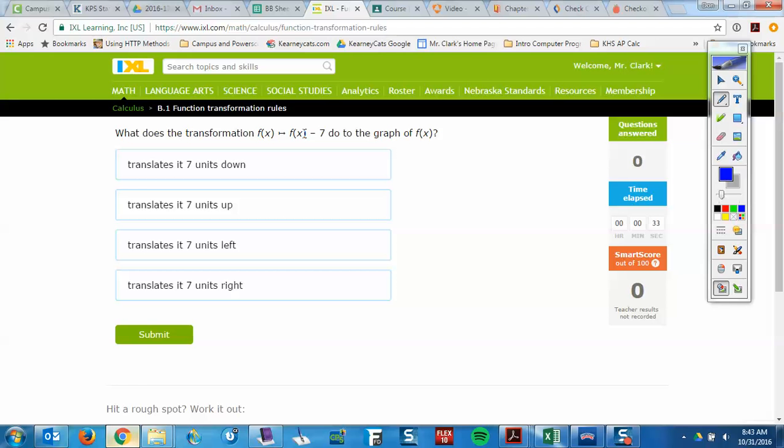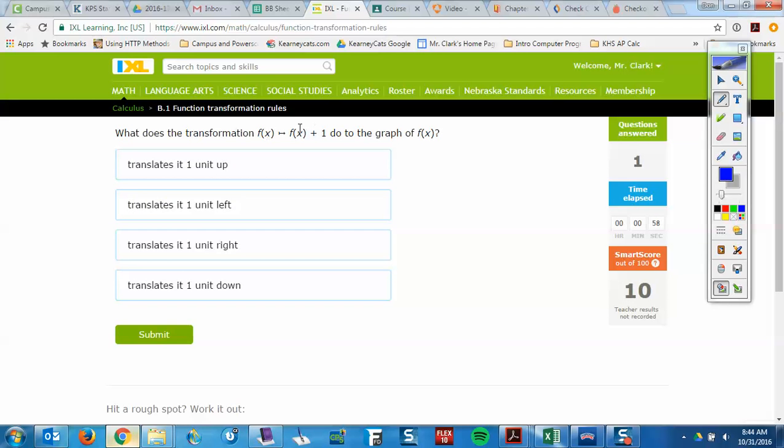Well, when it's on the outside of the function, that's the output. That's how I remember it. It's the output. It's the y. So this is going to go down 7. Now, another way to think about that is think about what this will do to the y values. Remember, f of x is the y values. So in this graph, you've got this y value. On this graph, the y value subtracts 7. So it's going to be 7 less. The y value is going to be 7 less. So the whole graph has to go down 7. So I think that's right.